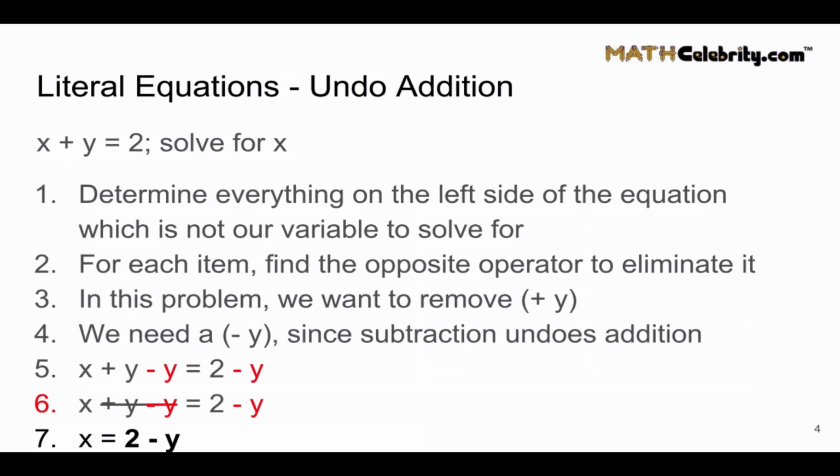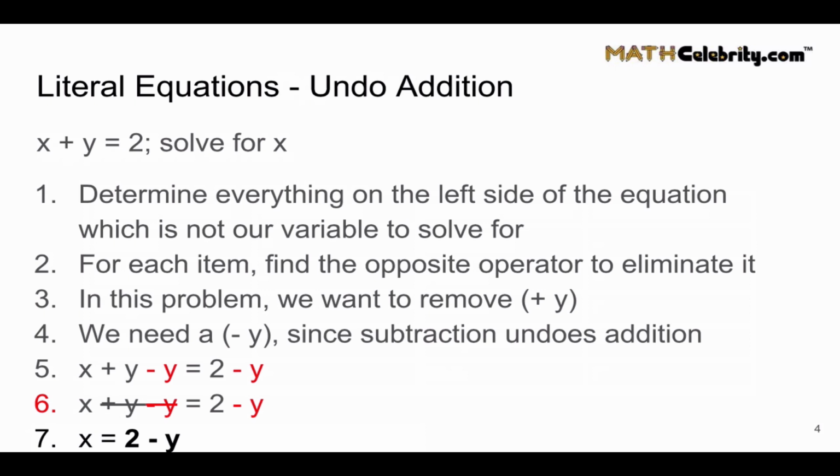Now in this problem, we're adding y, so we want to remove plus y. And how do we do that? We subtract y, since subtraction undoes addition. So in step 5, we're going to subtract y from each side of this equation. And in step 6, the y's, plus and minus, cancel on the left side, and we're left with x equals 2 minus y. So as you can see, a simple step using the opposites helped us solve this literal equation.